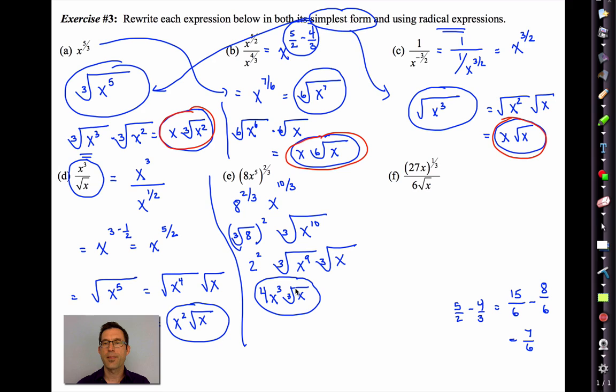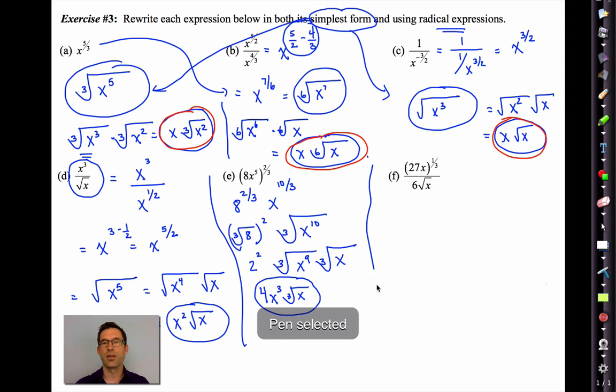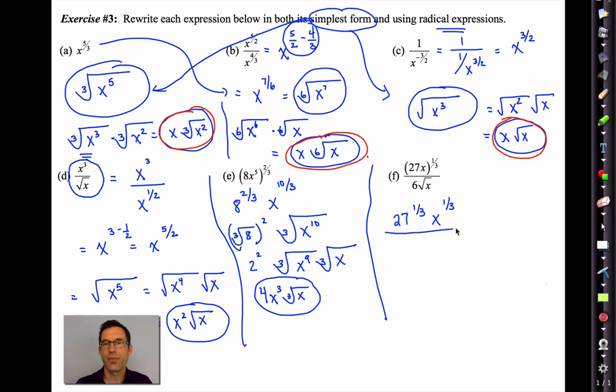Nice. Let's do one more of them. I'm going to erase this stuff down here so it doesn't get in our way. Let's take a look at this last one. Whew. 27x to the 1/3, over 6 times root x. Well, we'd have 27 to the 1/3, x to the 1/3, all over 6, x to the 1/2.